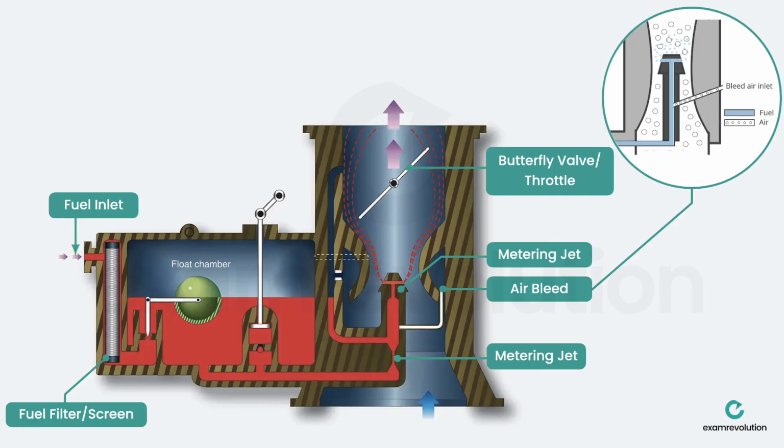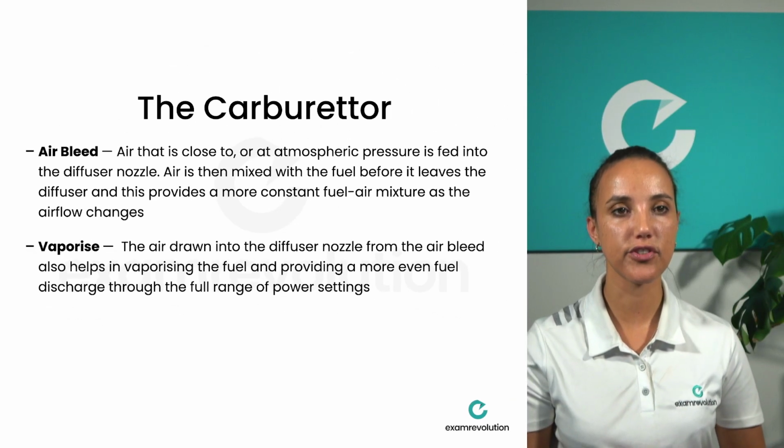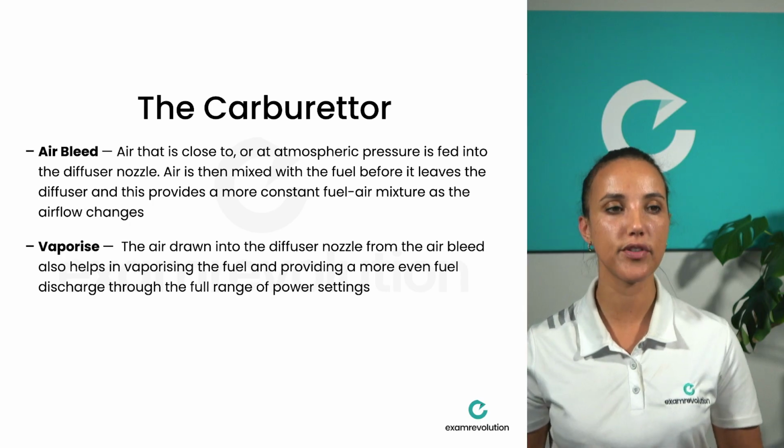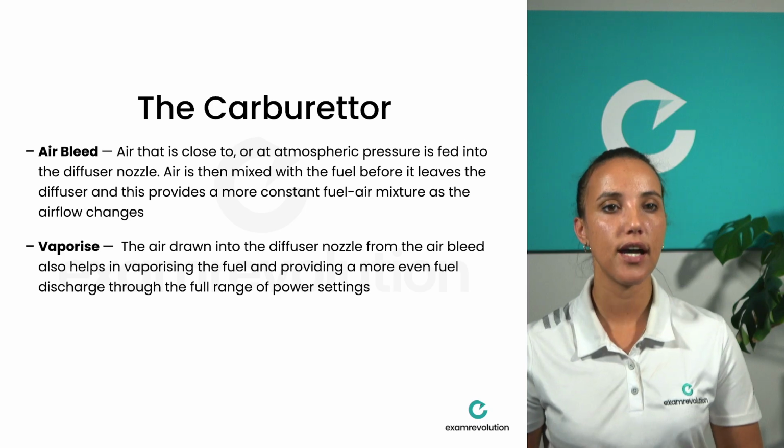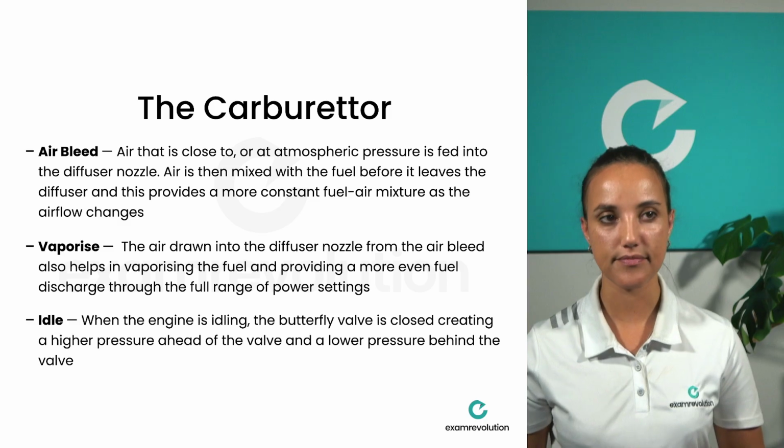So you can see on the left hand side we have an example of an air bleed, and that's got a little line that connects directly to the discharge nozzle. Before the fuel exits the discharge nozzle, that air is mixed into the fuel stream, and this helps to keep the engine going at lower power settings. Now the air drawn into the diffuser nozzle from the air bleed also helps to vaporize the fuel and provide a more even fuel discharge through the full range of power settings.